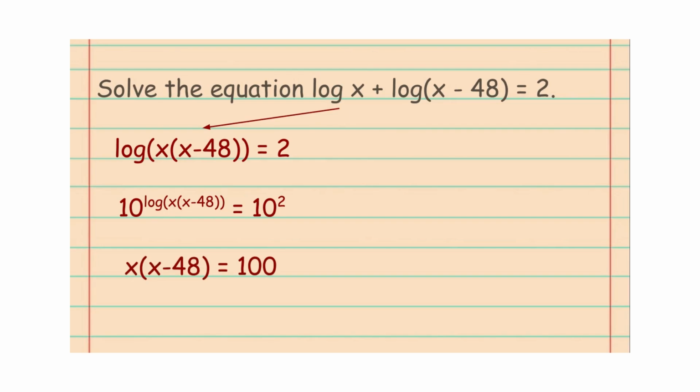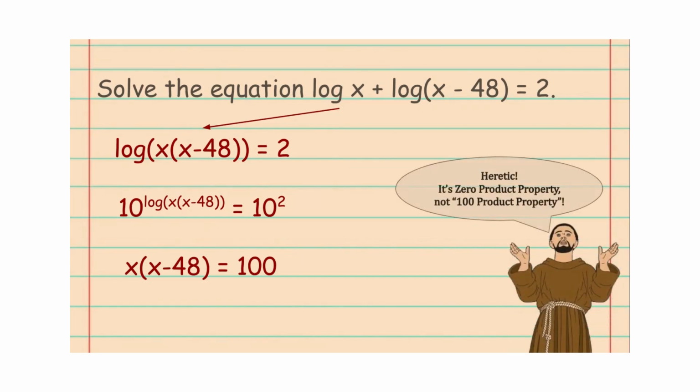No more logarithms. So now what I'll see students do is say, oh, well, I factored on the left-hand side. That's convenient. x equals 100 and x minus 48 equals 100. I'm almost there. Well, nope, that's a mistake. We need to use the zero product property, not the 100 product property. Get that 100 over to the other side. Don't underestimate the potency of that mistake. That'll totally wreck your problem.